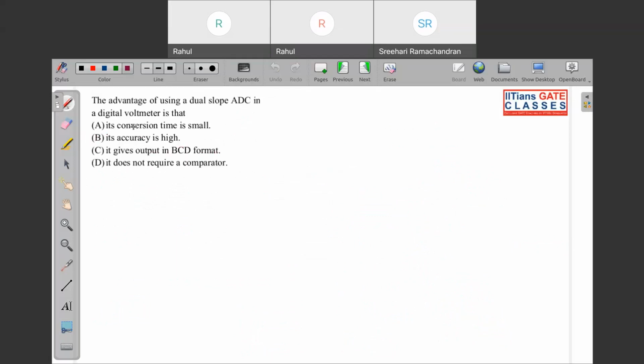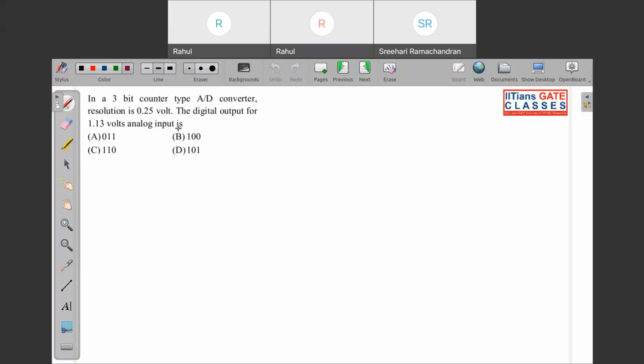Next is: the advantage of using a dual slope ADC in a digital voltmeter is that conversion time is maximum for dual slope. Accuracy is high. So accuracy is very, very high, and it does not require a comparator. This is very wrong. We require one comparator in your dual slope type ADC. So this is wrong. It gives output in BCD format. This is also wrong. We get output in normal binary, not binary coded decimal. So option B is correct. It gives the highest accuracy.